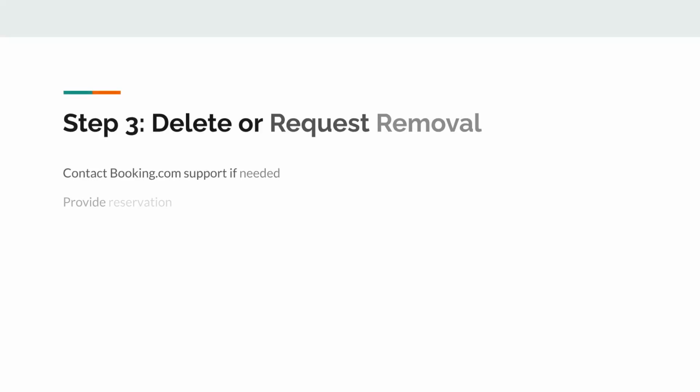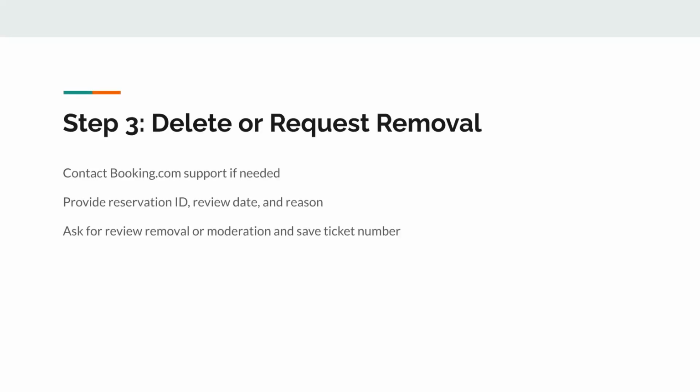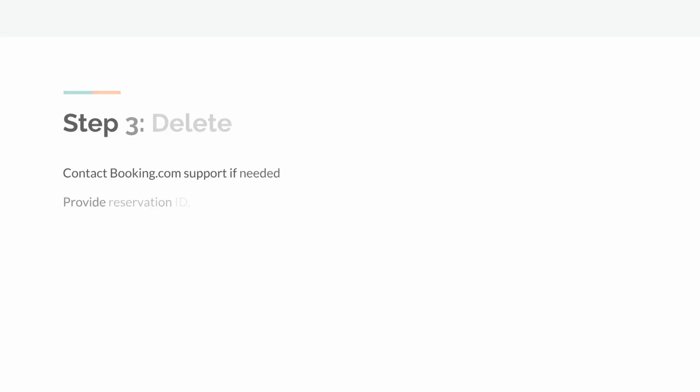Step 3. Delete or request removal. If you cannot delete the review directly, contact Booking.com support. Provide your reservation ID, review date, and the reason for removal. Ask for review removal or moderation and save your ticket number.